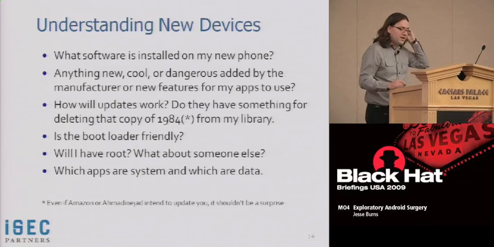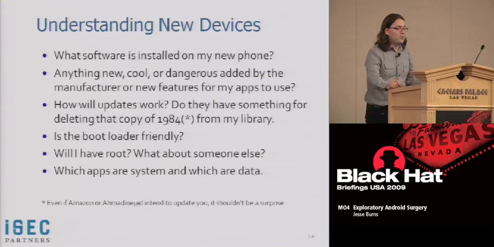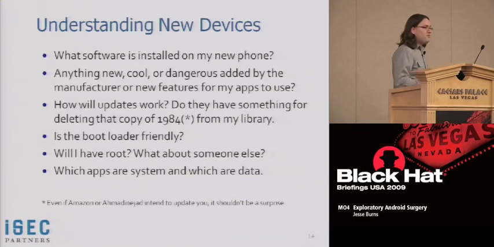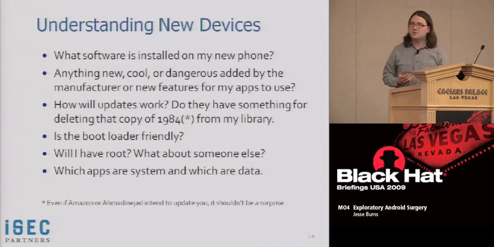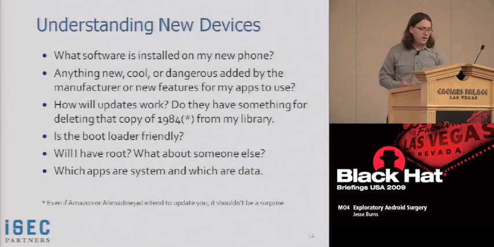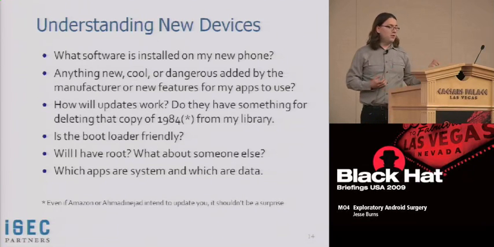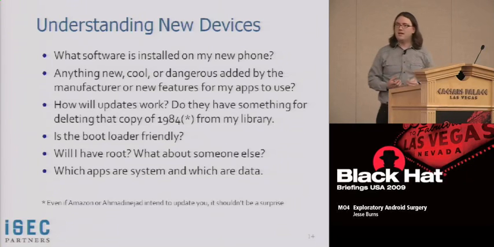Every byte of software that executes on a typical Android device is visible to unprivileged applications, allowing you to have a pretty good idea of what your phone's doing, at least outside of the baseband. So when you get a phone, you should be able to figure out what software is installed on it, anything that's new or cool or dangerous, or features that you might want to use that are specific to one manufacturer or carrier. You should be able to figure out how updates are going to work. You might want to know, do they have something on here for deleting my copy of 1984 in the middle of the night, like some people like to do.